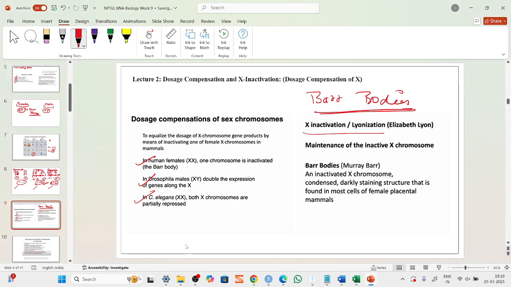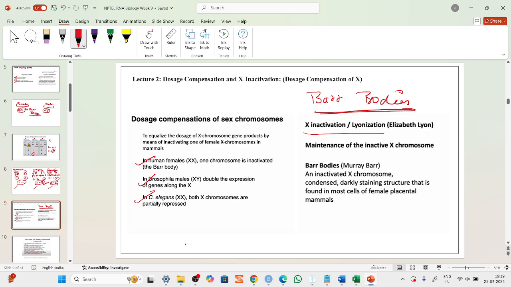This bar body is nothing but an inactivated X chromosome, a condensed, darkly stained structure that is found in most cells of female placental mammals. It is condensed and darkly stained. Why? Because it is inactivated. It is transcriptionally inactivated, so it will mostly have what? Heterochromatin. Since it mostly has heterochromatin, it will be darkly stained and condensed. Any inactivated region of your chromosome is always darkly stained and condensed.